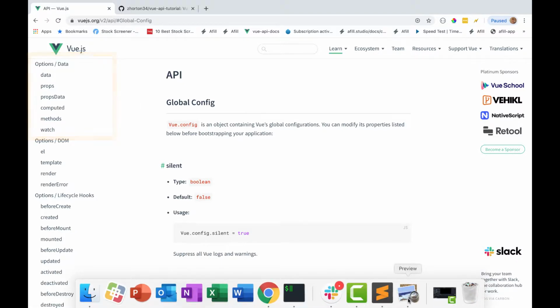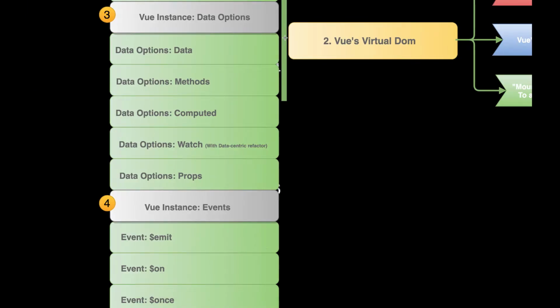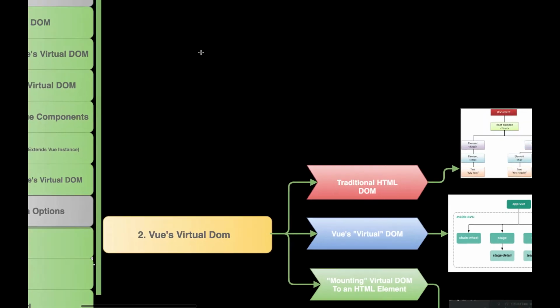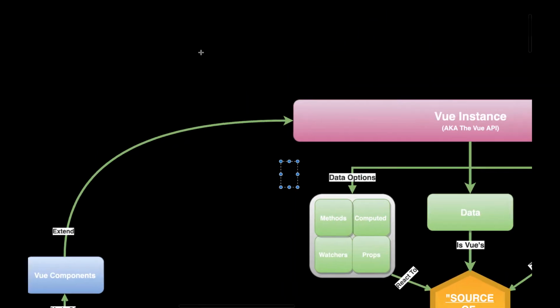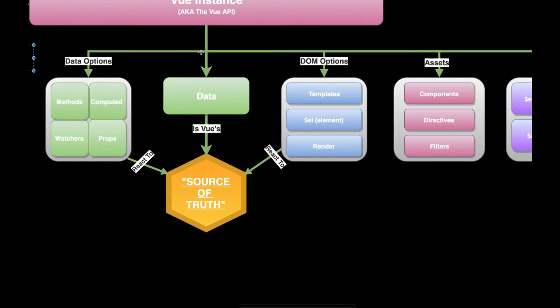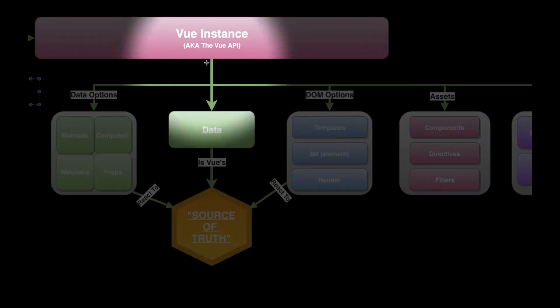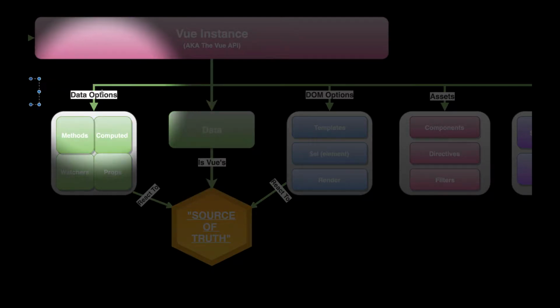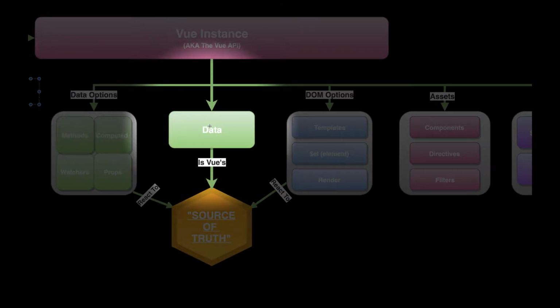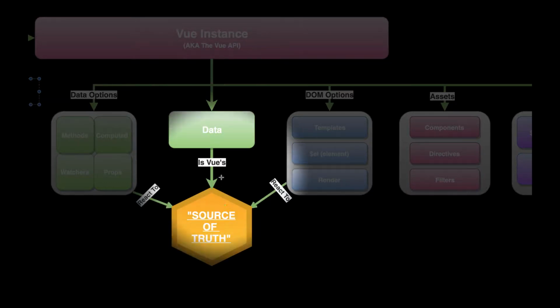Now, as we talked about in earlier videos, the data is the source of truth. Specifically, if we go up here, everything over here, this is our Vue instance. Our Vue instance has data, which is technically a data option, but I put it over here because it's so important. The data of a Vue instance is the source of truth in Vue. Everything else will react on Vue's data, on Vue's source of truth.